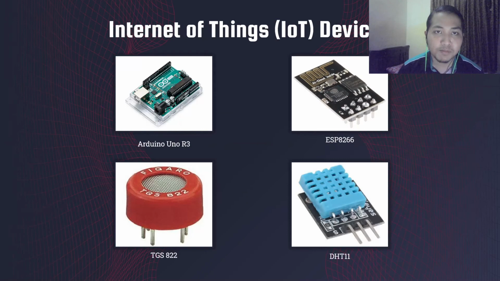So we get to the next part, which is the devices I use in this project. The first one is the Arduino Uno R3 as the microcontroller. The second one is the crucial device, the ESP8266, which is the Wi-Fi module to connect to the Wi-Fi and send data to the database. The third one is the TGS822, which is a gas sensor. I use this to detect acetone concentration in the user's breath. And the last one is the DHT11. It is used to measure the humidity and the temperature of the user's breath.